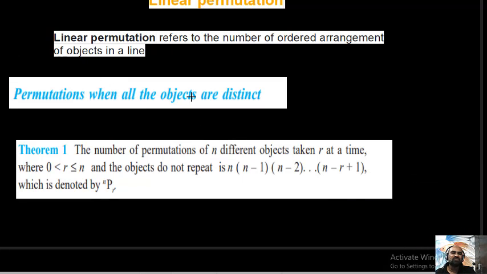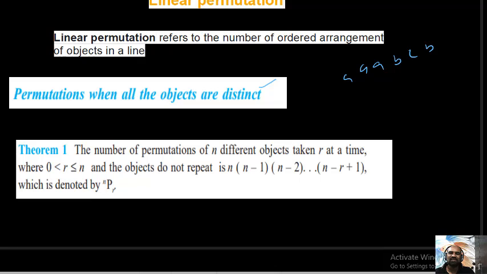Permutations when all objects are distinct. This is one case. For example, by using A, B, C, how many arrangements can we make taking two at a time? That is one thing. For example, A, B given. We want to choose two at a time.